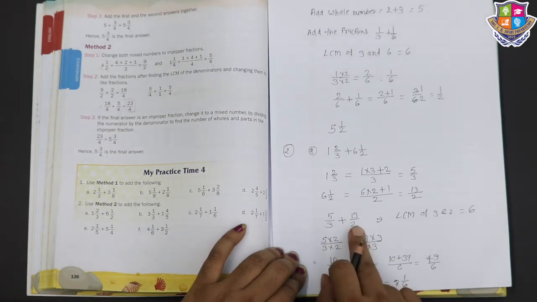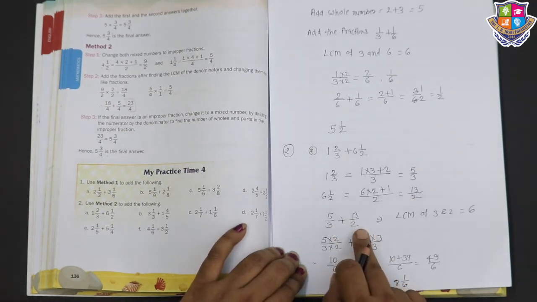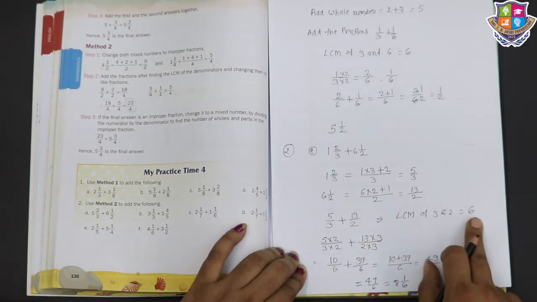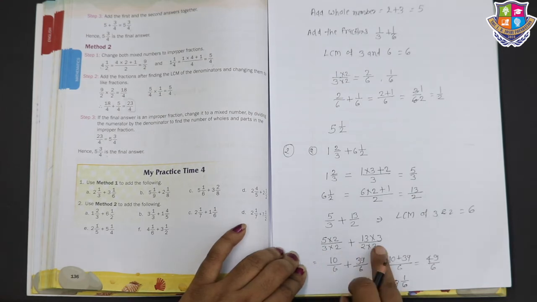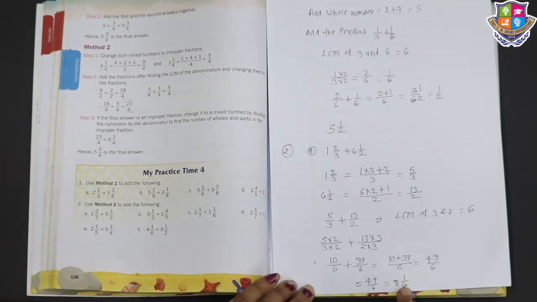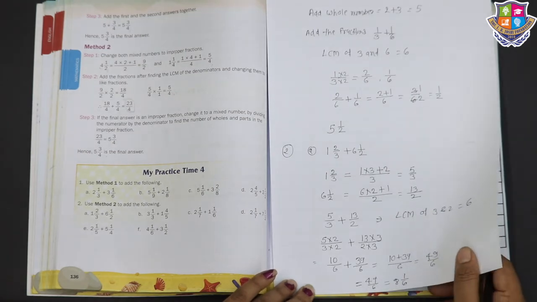While doing the addition, you see the denominators are different. Then make the LCM of the denominators, it is 6, and make both the denominators 6 and then add the numbers, and whatever answer you get, convert it again into the mixed fraction. So, have you understood? You have to follow the same method for the second question.